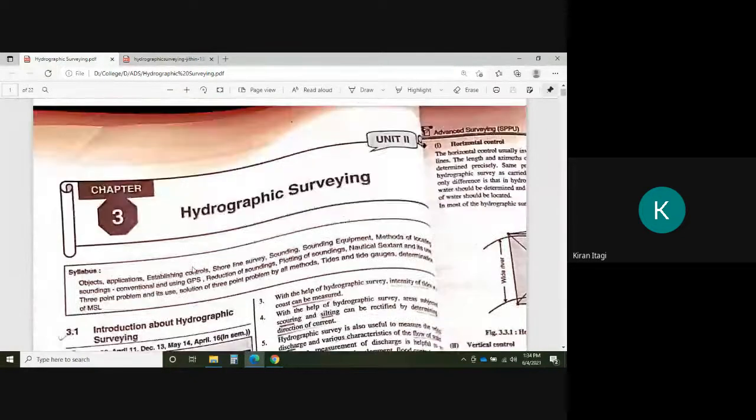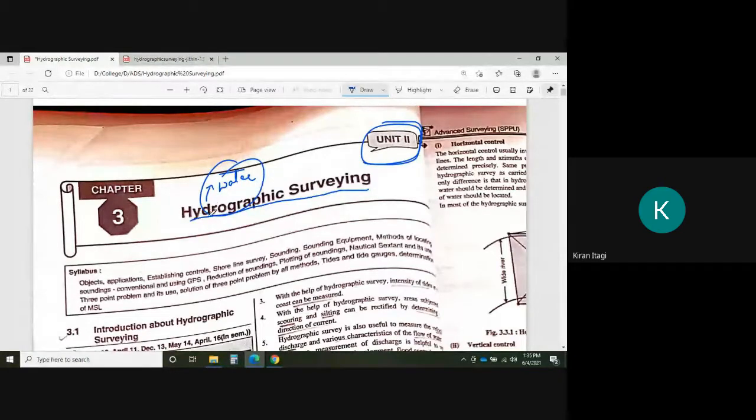Okay. So here today we are going to see the second unit, that is hydrographic survey. Hydro is nothing but water. We are doing the survey in water bodies.